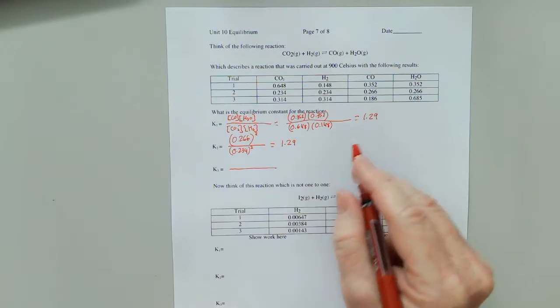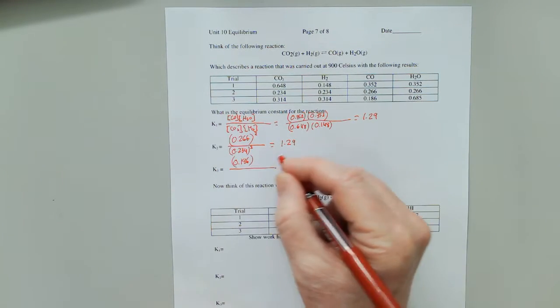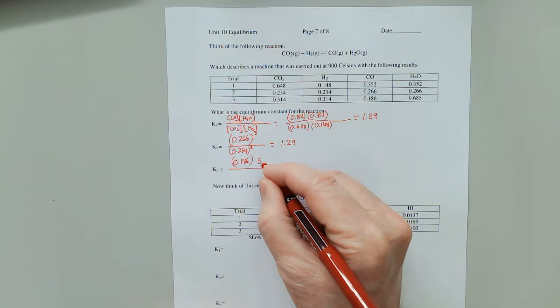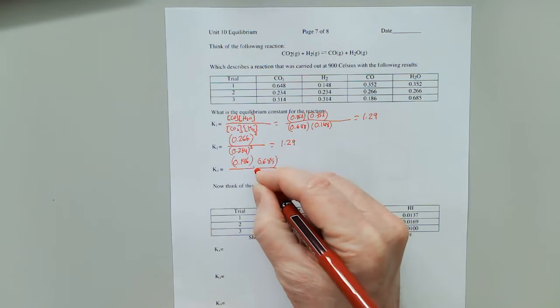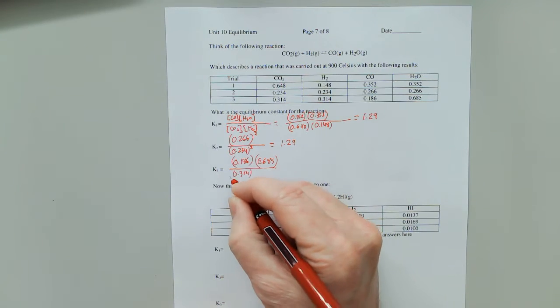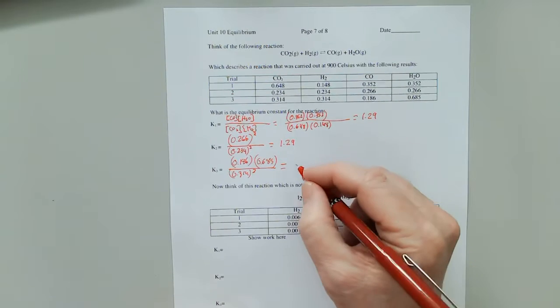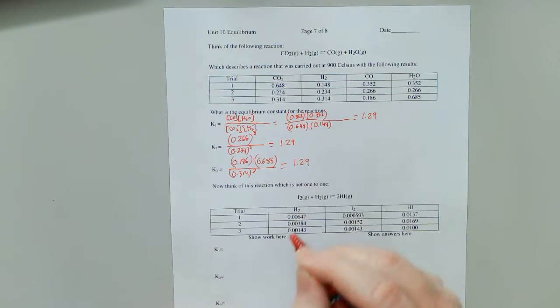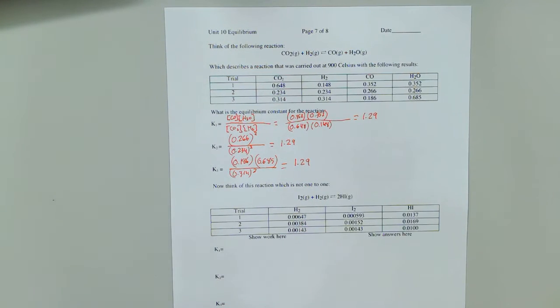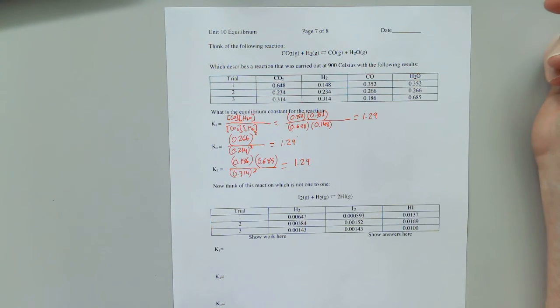For the third trial, I have 0.186 times 0.685, divided by, downstairs I have 0.314, and actually that's going to be squared because it's for both of those. And my calculator says 1.29. Now this is interesting here. All three of these have come out to be the same number.